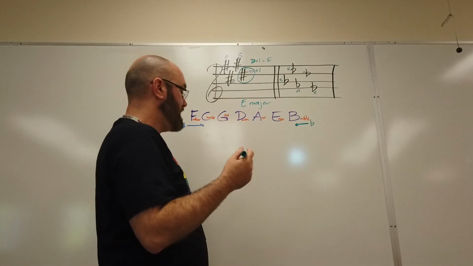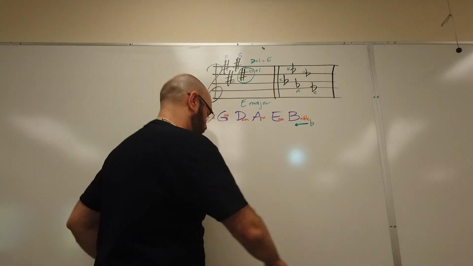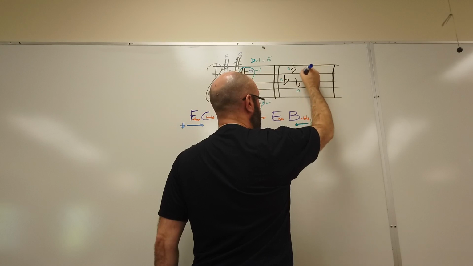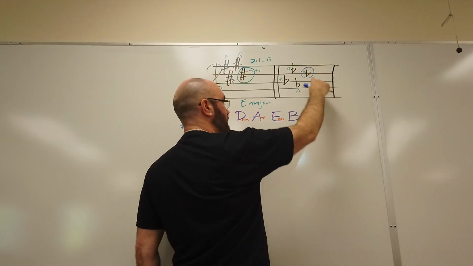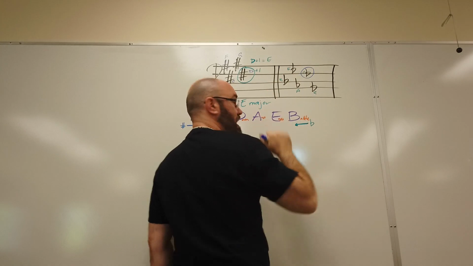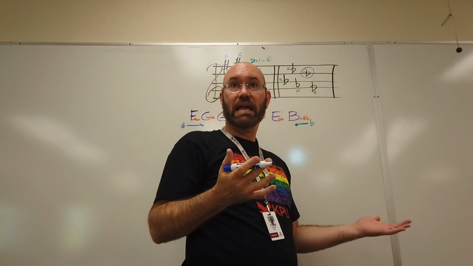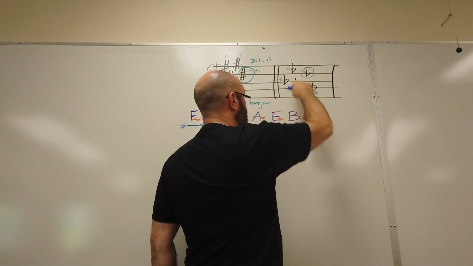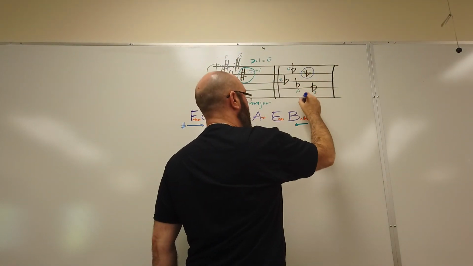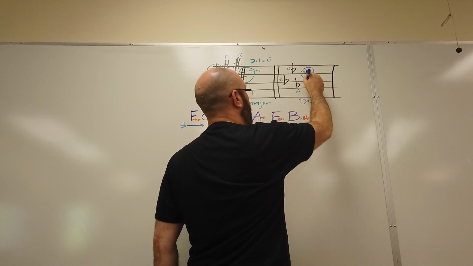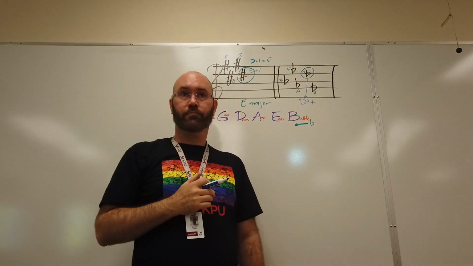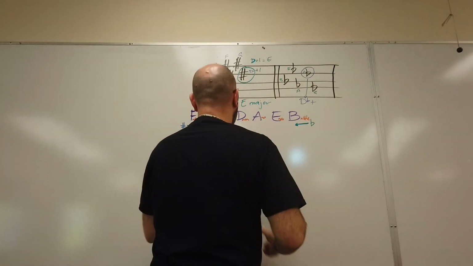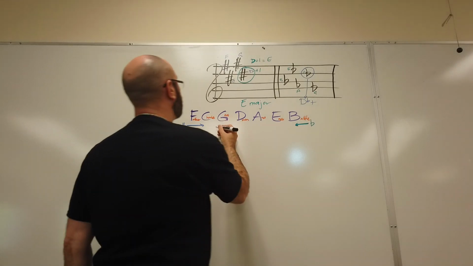To figure out now the flats, all you do is you go to the second to last flat. Here's the last flat. Here's the second to last flat. And whatever the name of that flat is, that's the name of the key. That's simple. That's a B-E-A-D. This is D flat major. Okay? So, let's check to see how well you understand.